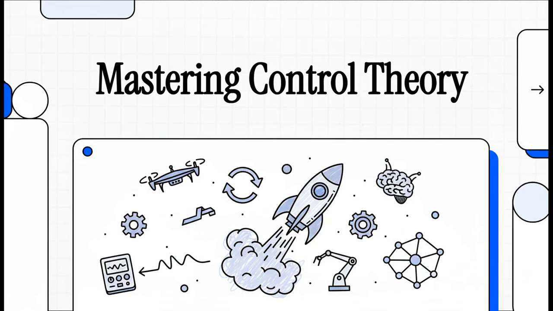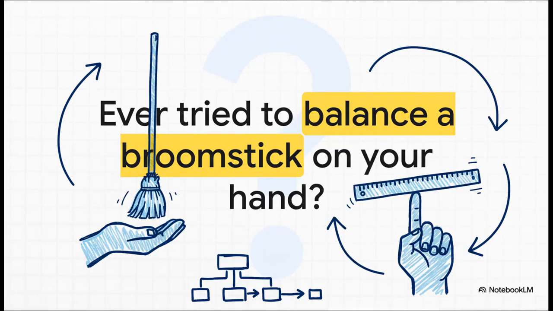Hey there. Today, we're going to pull back the curtain on something that, honestly, runs just about everything. I'm talking about your thermostat, rockets that land themselves, all of it. This is the hidden science of control theory. But to get started, let me ask you something.